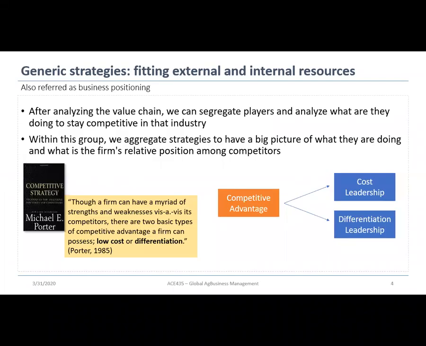Generic strategy is also referred to as business positioning. And when you think of the value chain, we can analyze all players in different components of that. Let's take farmers here: we can separate what they do to stay competitive in that industry. How do they fit external and internal resources to be sustainable in the long run?